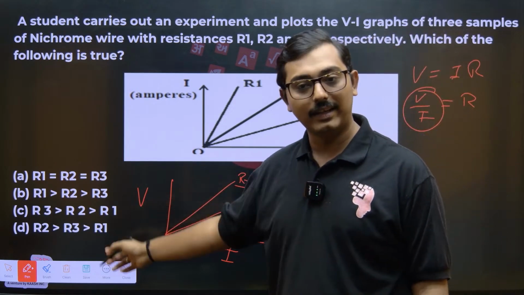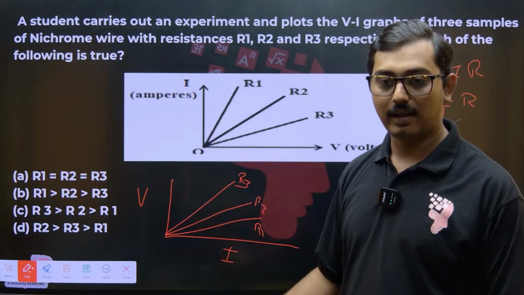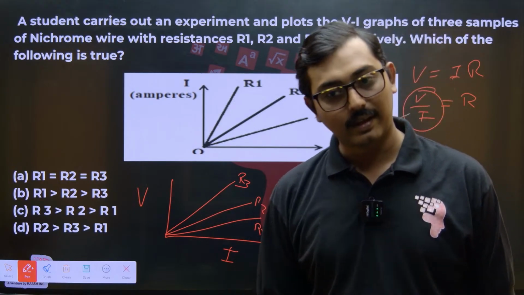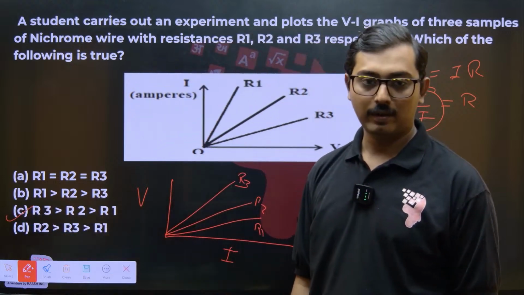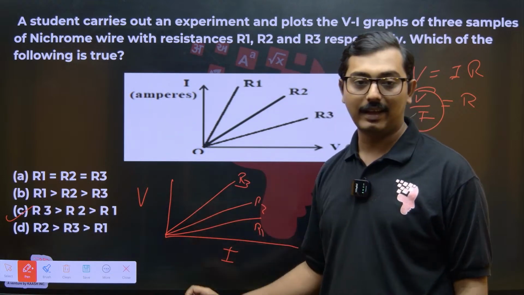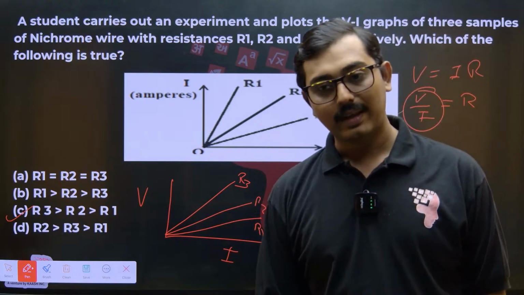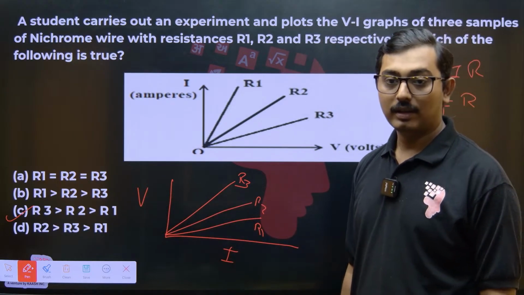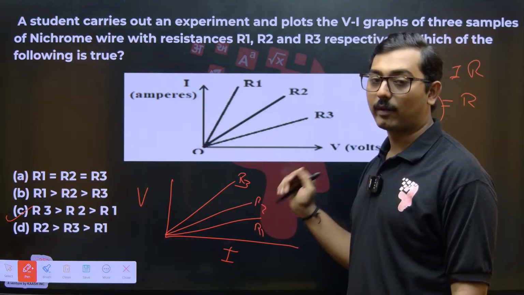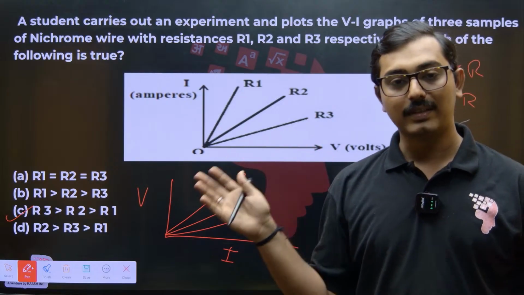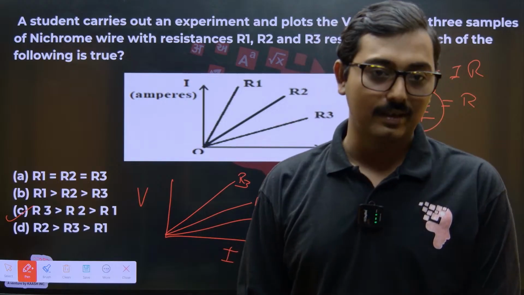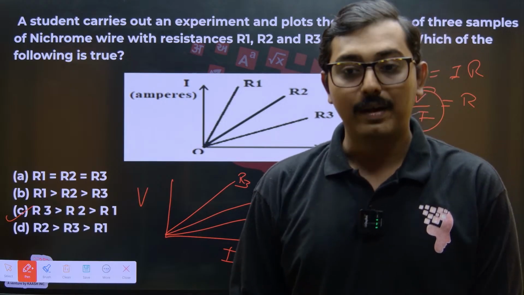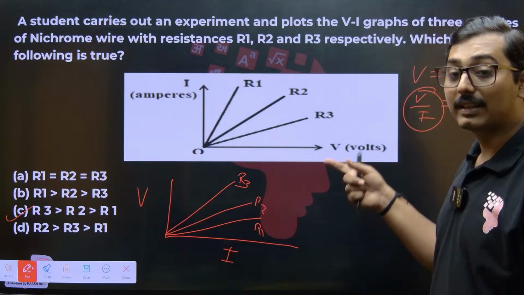Yes, correct. R3 is greater than R2 and then greater than R1. So the option should be C, because R3 is greater than R2 is greater than R1, hence that is our option. Just don't be misled that it is a current versus voltage graph. So it is R1, R2 and R3. R1 is greater than R2, then greater than R3. But observe what the graph says.